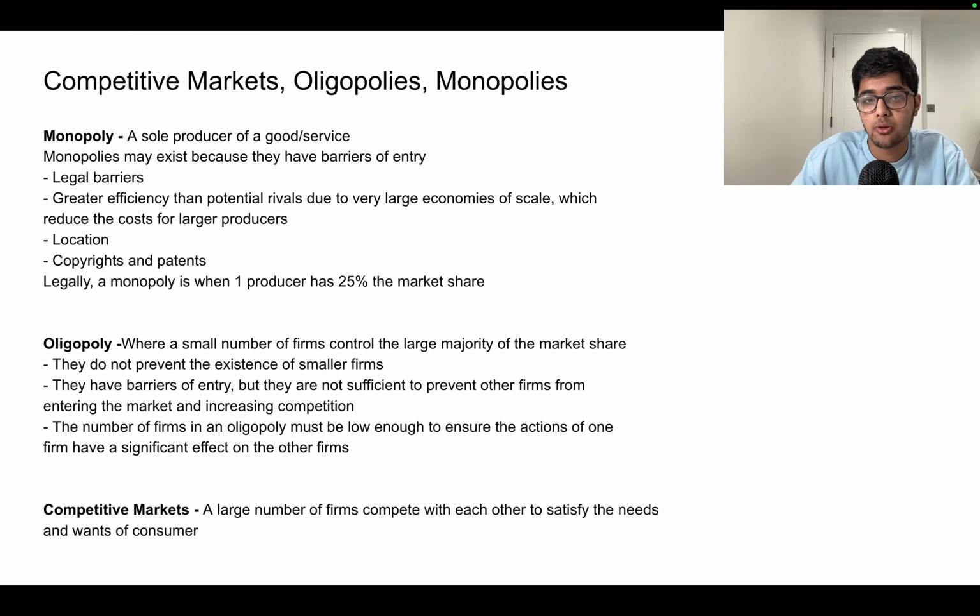The number of firms in an oligopoly must be low enough to ensure the actions of one firm have a significant effect on the other firms. For example, Aldi lowered their prices to extremely low. Therefore, the rest of the supermarket firms had to follow. Competitive markets are where a large number of firms compete with each other to satisfy the needs and wants of the consumer. These are 3 very different types of markets, and I recommend you learn this very well, as it's a common 2 marker and often shows up in the multiple choice as well.